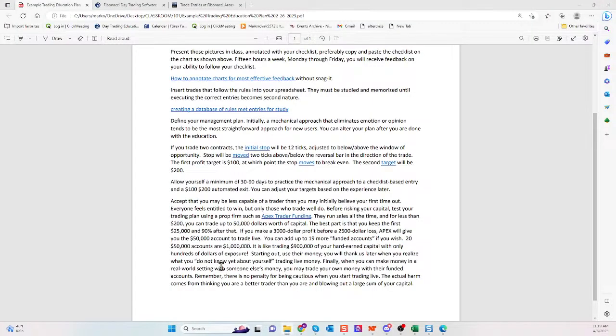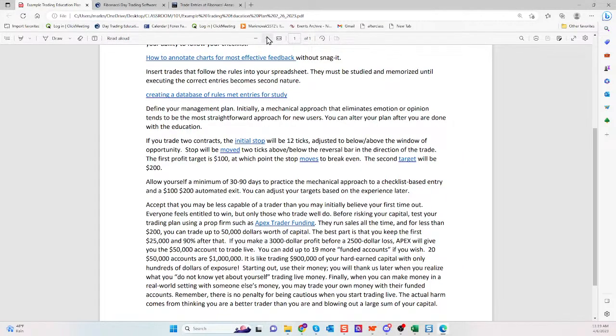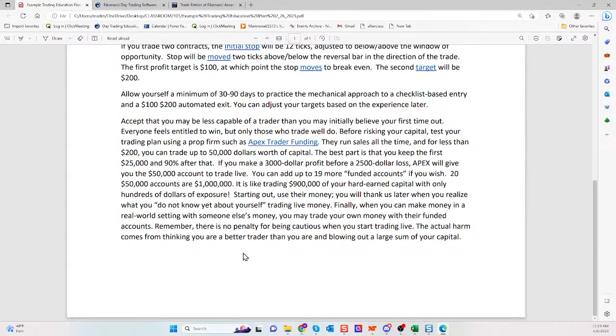Guys, Apex is a way for you to test your trading plan. Because what nobody wants to do, I certainly didn't, is accept that you may be less capable of a trader than you may initially believe your first time out. It's a lot of maze in there. Everyone feels entitled to win. Guys, I felt entitled to win. My last name's Novak. Come on. But only the people that trade well do.